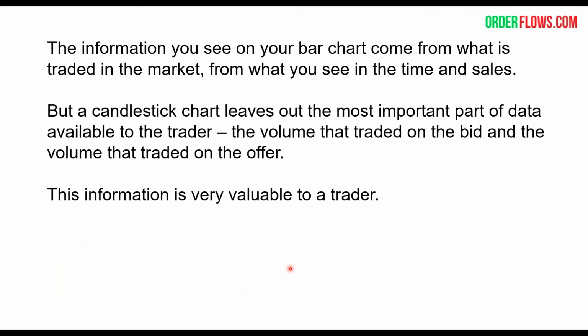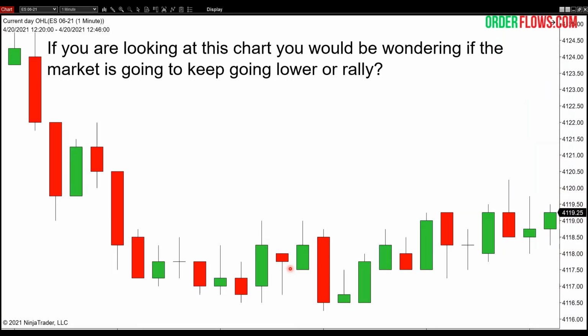And the information that you see on your bar chart comes from the time and sales, right? But again, it leaves out the most important piece of information, which is volume. And more importantly, not just volume, but the volume that's traded on the bid and the volume that's traded on the offer. If you're looking at this chart, you'd be wondering, okay, what are we going to do? Market sold off, sort of just going sideways. It looks like we're going to start to rally, but are we, or are we just still going sideways, or are we going to sell off again? It's very difficult to make a solid trading decision.